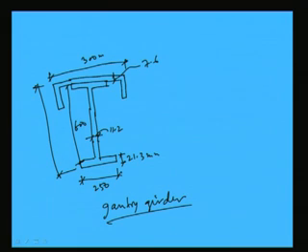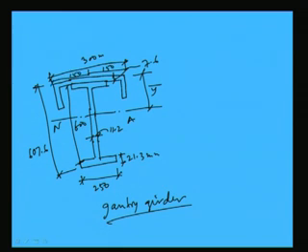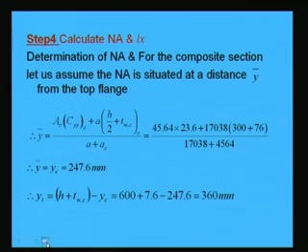Overall depth will be 600 plus 7.6, that is 607.6. Now, we have to find out the neutral axis depth. Say this is the neutral axis depth, y bar, the distance from the top flange to the neutral axis. So, this we have to find out. Now, remember, this is placed centrally, that means it will be 150 and this will also be 150, placed centrally. Okay. Now, what will we do?